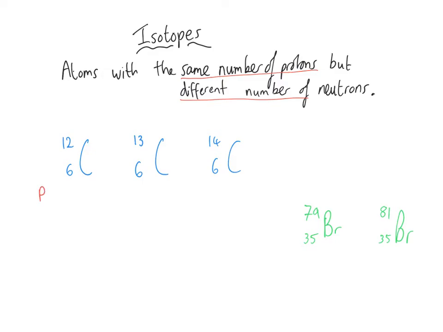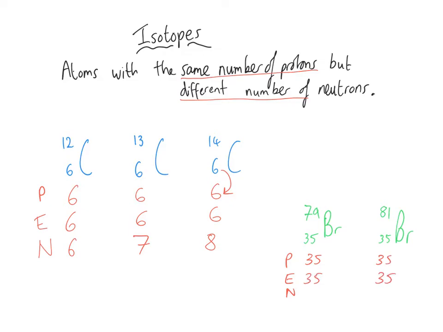So the protons in these substances, nice and easy, 6 for all of them because the atomic number is 6 every single time. The electrons is also 6 for every single one of these, and the neutrons this time is going to be different. 12 take away 6 is going to give us 6 neutrons for this one, 13 take away 6 is going to give us 7 neutrons on here, and 14 take away 6 is going to give us 8. If we have a look at bromine down here, bromine has got 35 protons in both cases, it's got 35 electrons in both cases, and this one is going to have 44 neutrons, and this one is going to have 46 neutrons on here.